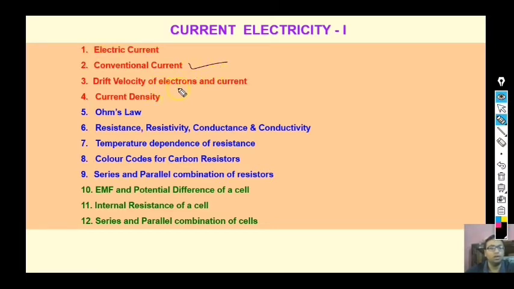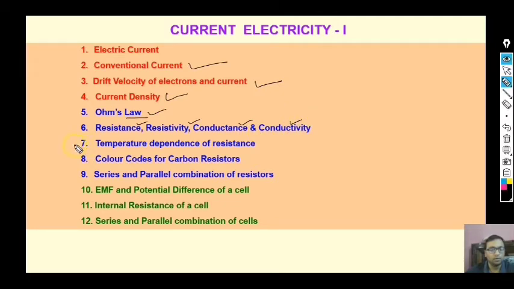After that, we will learn about drift velocity of electrons and current. Then the next thing we have to understand is current density. After that, we have the topic Ohm's law. In the same sequence, we will learn the different formulas for resistance, resistivity, conductance and conductivity. Then we have temperature dependence of resistance. In this we will learn how resistance depends on temperature.